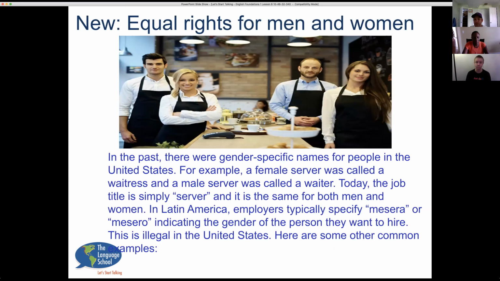In the past, there were gender-specific names for people in the United States. For example, a female server was called a waitress and a male server was called a waiter. Today, the job title is simply server, and it is the same for both men and women. In Latin America, employers typically specify mesera or mesero, indicating the gender of the person they want to hire. This is illegal in the United States. And we've got some more examples for you.